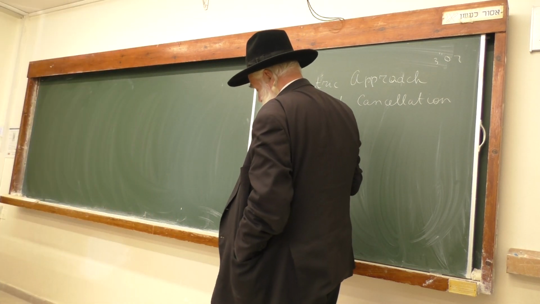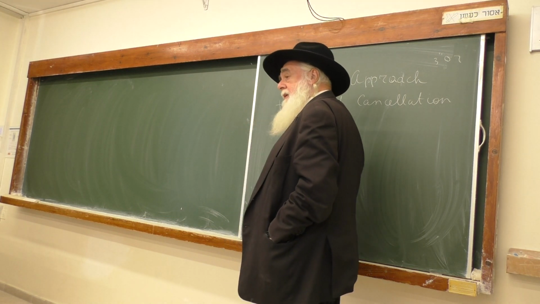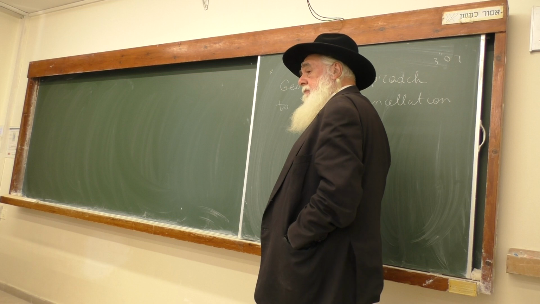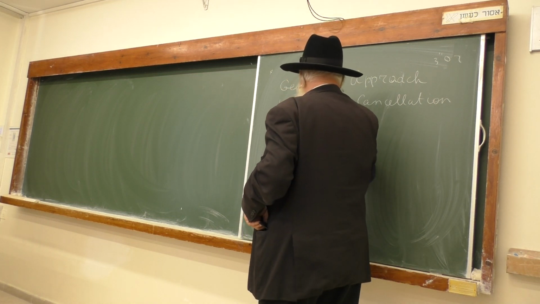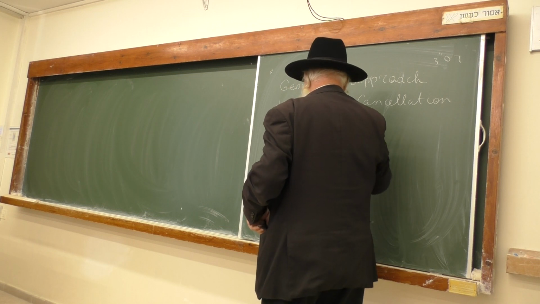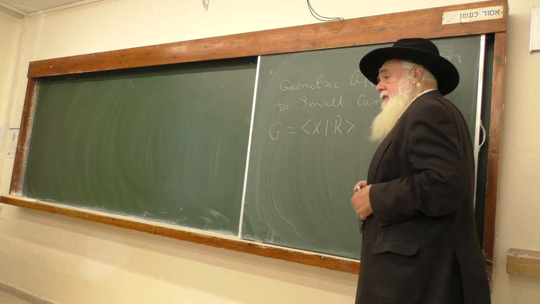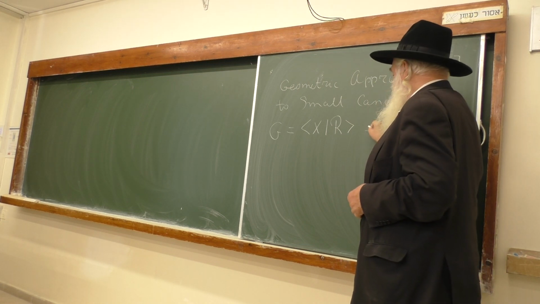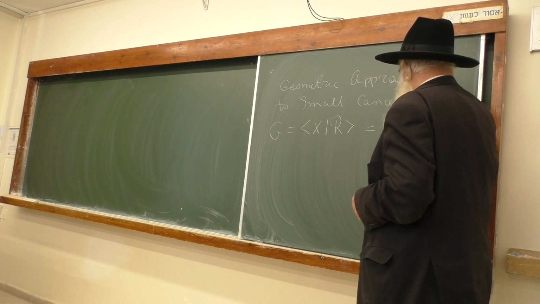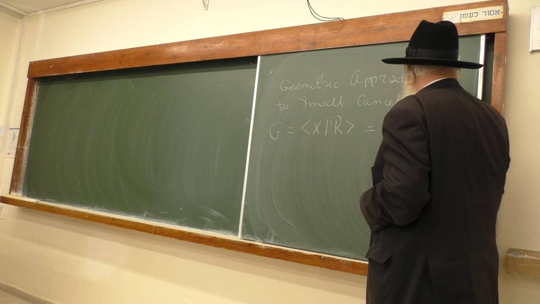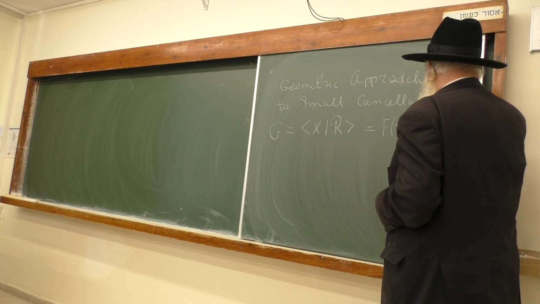So, in general, when a group is defined by generators and relators, that means that actually it is a quotient of the free group generated by X by the normal subgroup generated by R.